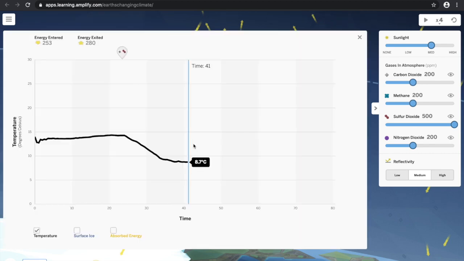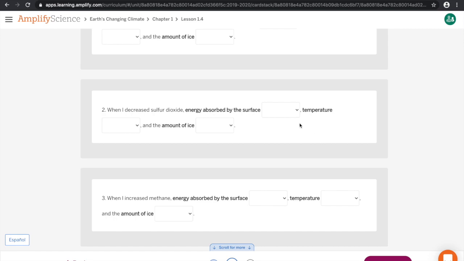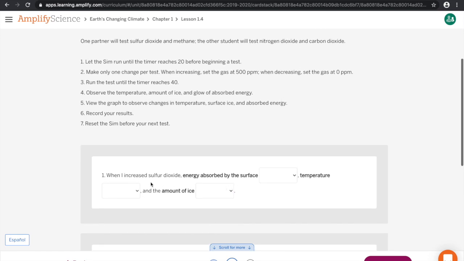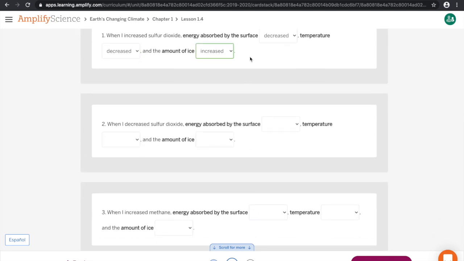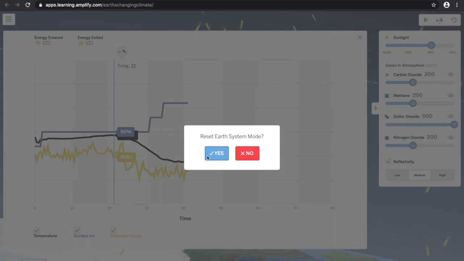So when we increase sulfur, less sun was absorbed and more ice. So this has an opposite effect as carbon dioxide. When we increase sulfur, there was a decrease in energies and a decrease in temperature, which makes sense, but the ice definitely increased. I'm going to switch it, going back the other way, which I assume is going to have the opposite effect.